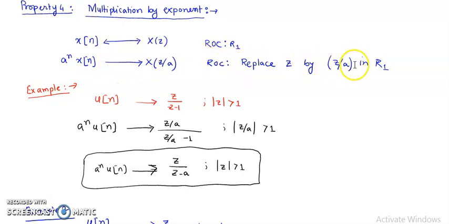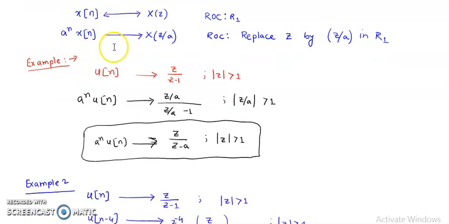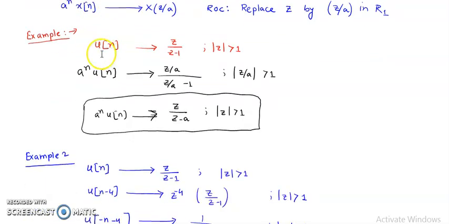need to put z/a in place of z to find the ROC of the new signal multiplied by the exponent a to the power n. So we can take this example of the unit step signal, discrete time u[n]. Its Z transform is given by z/(z-1). So a to the power n formula we have used, where a is equal to 1. So its ROC is mod z greater than 1.